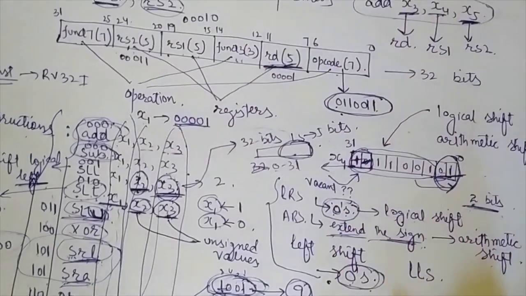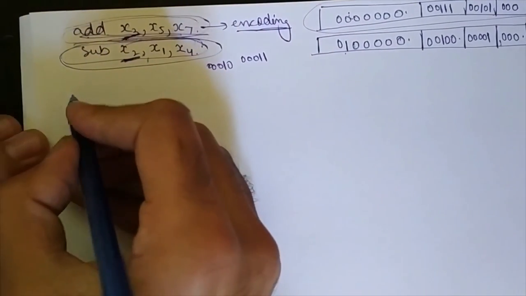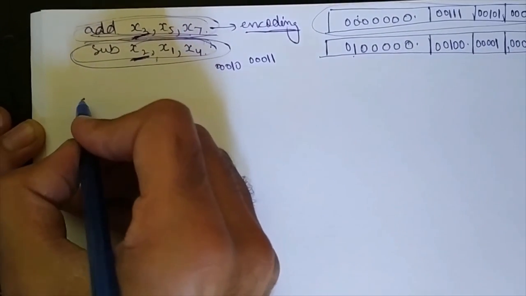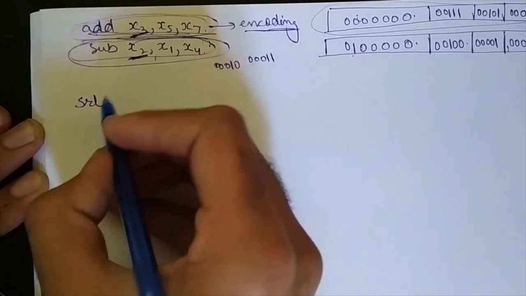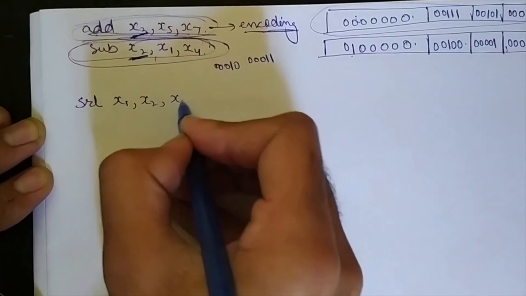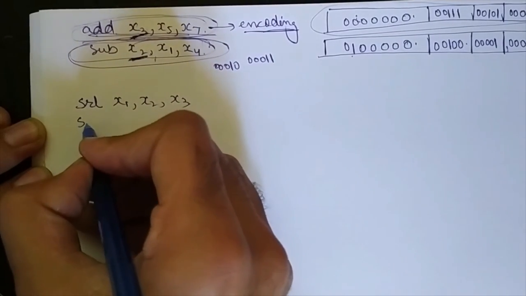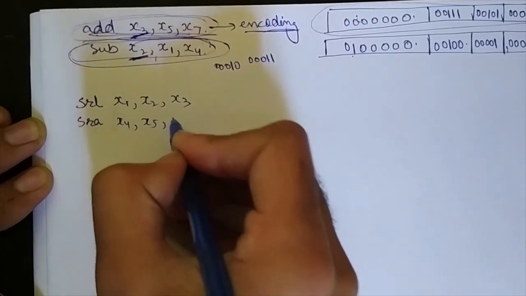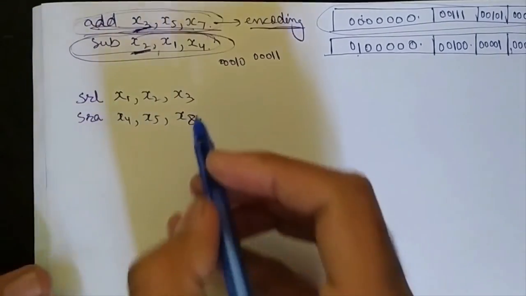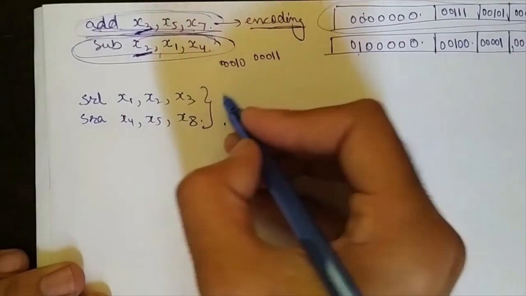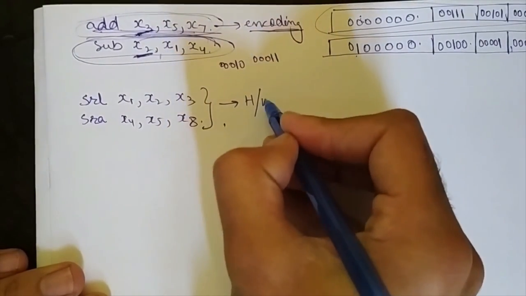Okay, so your job is to do the encoding of the following instructions. Let me write some instructions here. SRL X1, X2, X3, and SRA X4, X5, X8. Do the encoding of these two instructions. Okay, this will be your homework.